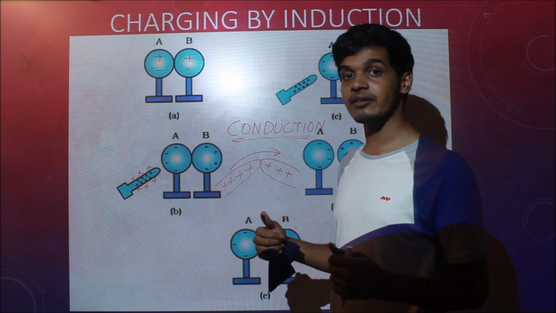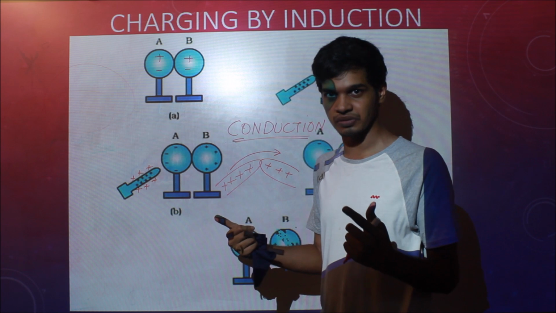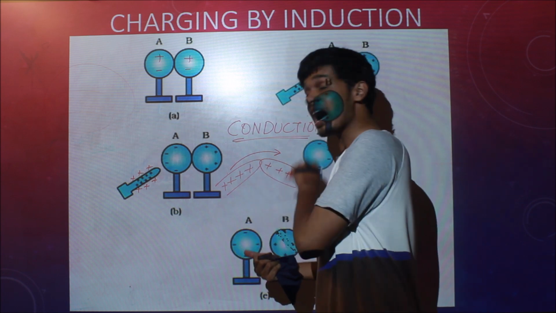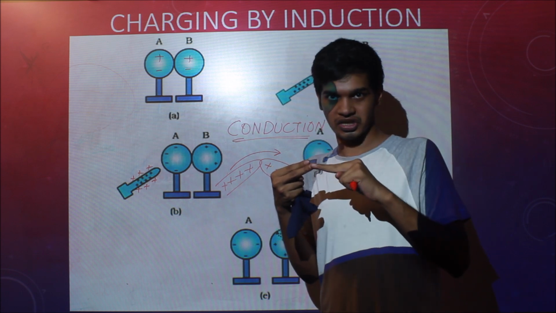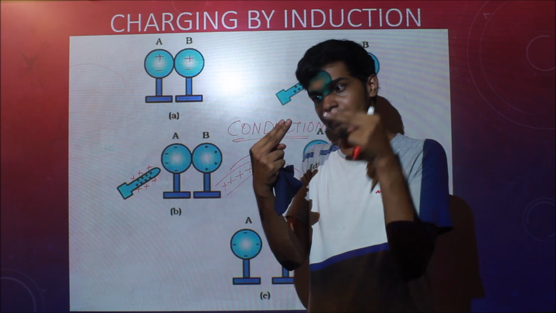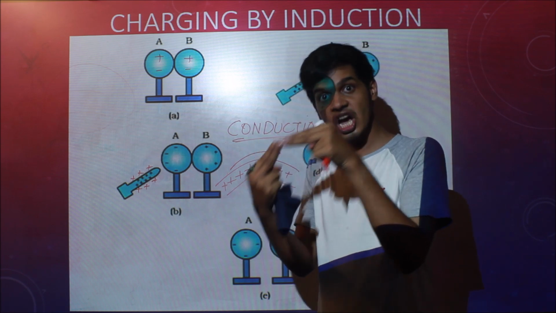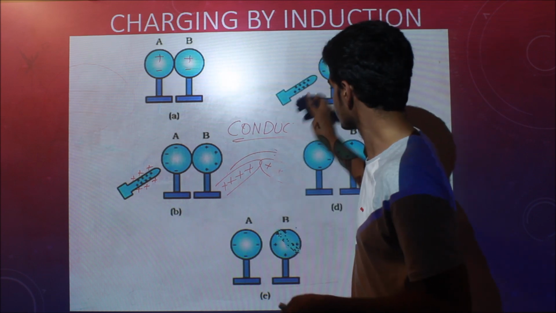So this method of charging an object is called charging by conduction, wherein you charge an object by bringing it into contact with a charged object. A neutral object was charged by bringing it into contact with a charged object. This is charging by conduction.